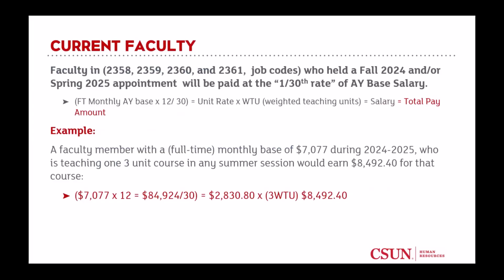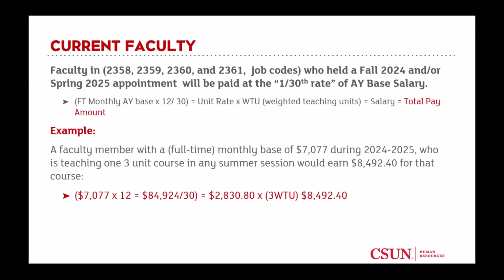Those that held a prior appointment in 24-25, these are the job codes that you can hire into: 2358 and 2359, which are the lecturer positions, and 2360 and 61, which are the tenure track, probationary, which are basically your assistant, associate, and full professors. And I mentioned that it would be paid on the 1/30th rate.